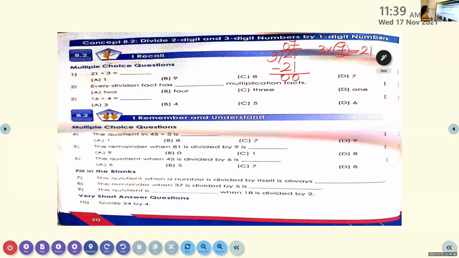So what is the final answer? 21 divided by 3 is 7. So which is the correct option? D. D is the correct option. Write D in the bracket. Put a tick mark on D. Okay. Good, Wazim. Now we are moving to the next one.